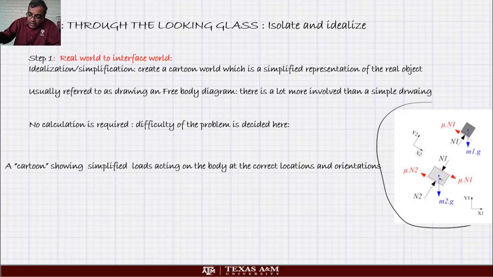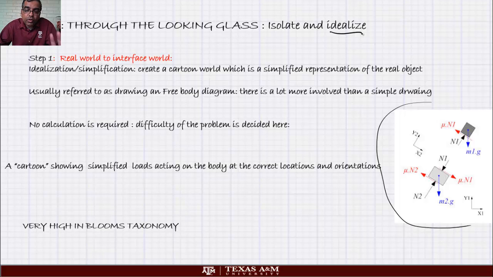Okay, at this stage there is absolutely no calculation required, but what free body diagram you draw, what idealization you make, decides the degree of difficulty of the problem. And so this is very high in Bloom's taxonomy. You have to do a lot of evaluation, synthesis, all kinds of very high level activities. That's why this is one of the hardest things to do, although there is no calculation. I wanted you to understand that when it comes to calculation, calculation is the easy part. Converting the real world into the interface world is very hard. We will learn how to do this in a systematic way, but I wanted you to understand that's step number 1, isolate and idealize.